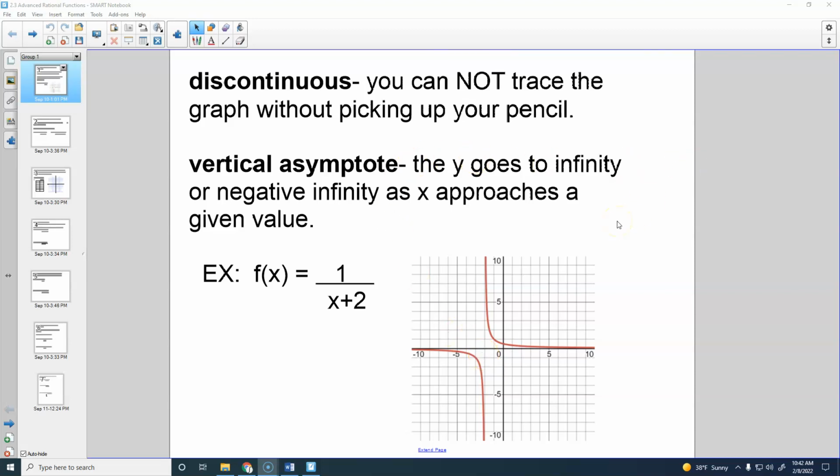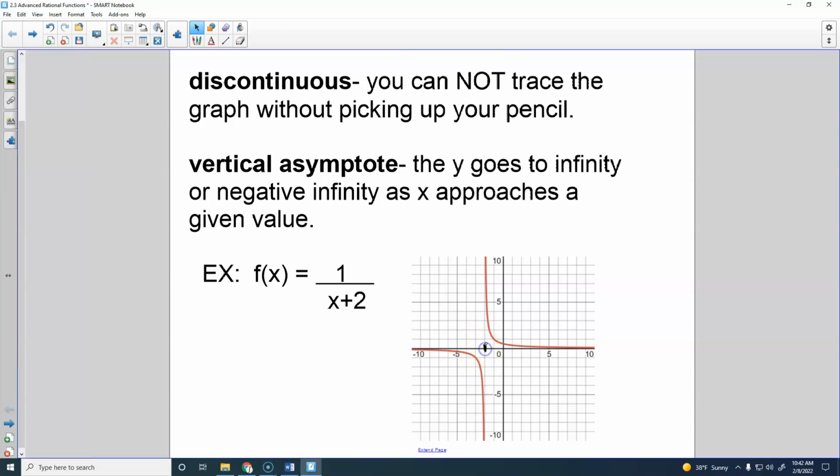And this particular type of discontinuity, we've used this word a lot already, is called a vertical asymptote. The y goes to infinity or negative infinity as x approaches a given value. So in this case, our x right here is -2. As our x values get closer and closer to that dotted line, our y values are either going to go to negative infinity when we approach it from the left side, or if we approach it from the right side, it goes to positive infinity. So that's what our vertical asymptote is going to look like here.